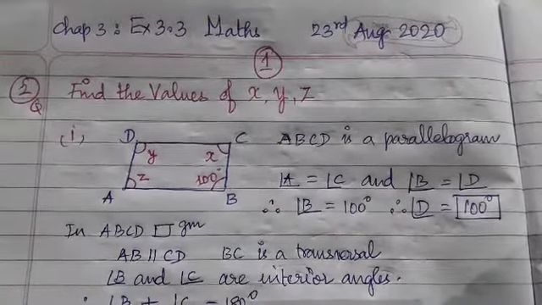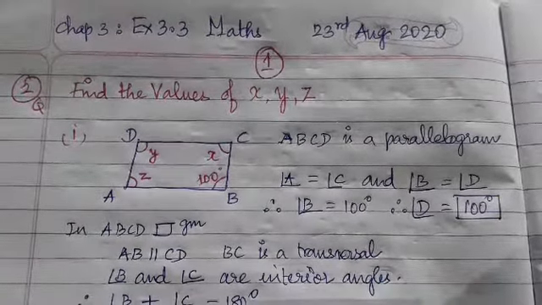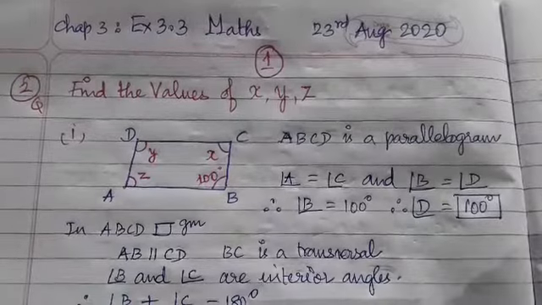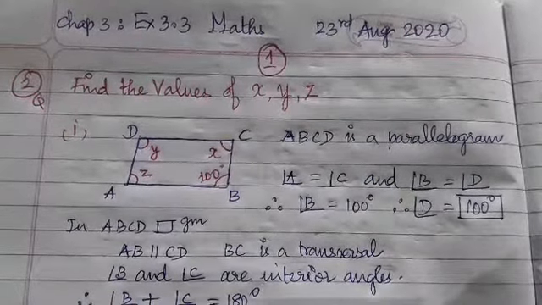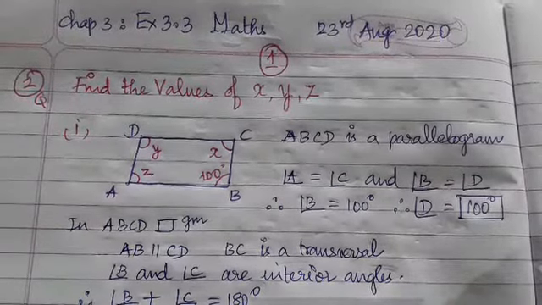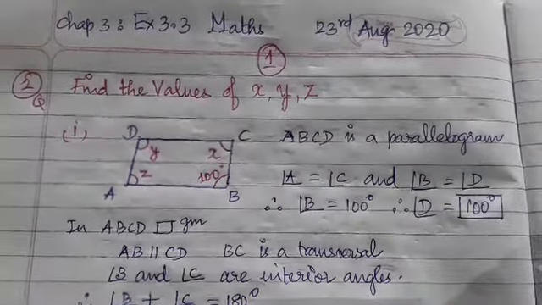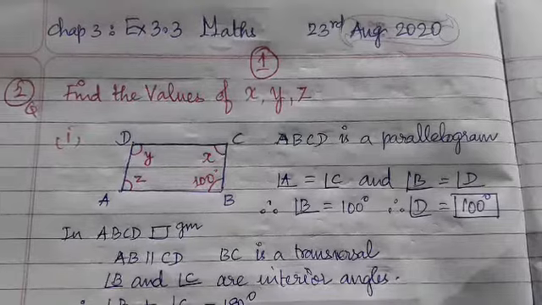Okay. So A, B, C, D. I have taken the first problem. X, Y, Z are marked in the diagram. I have given names A, B, C, D. So we want to find the value of x, y and z. One angle, angle B, is given as 100. So ABCD is a parallelogram.